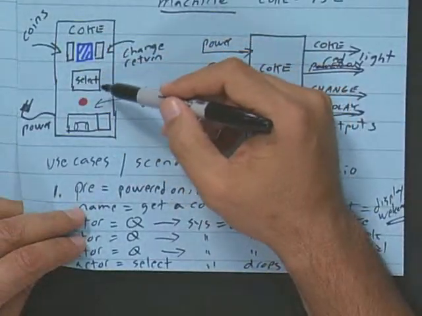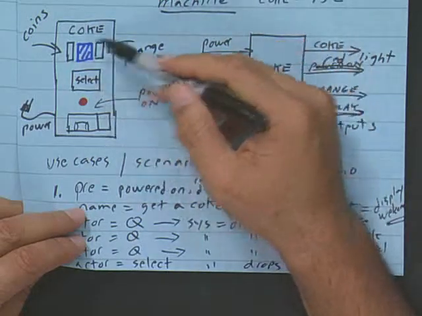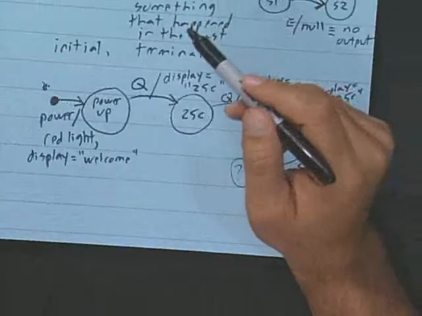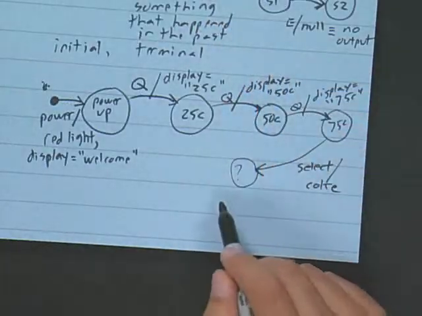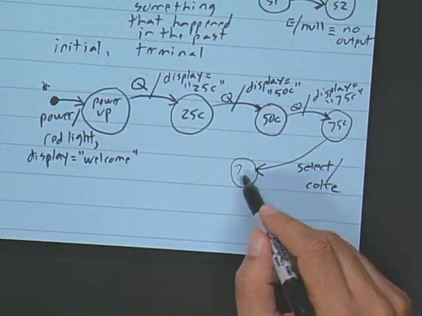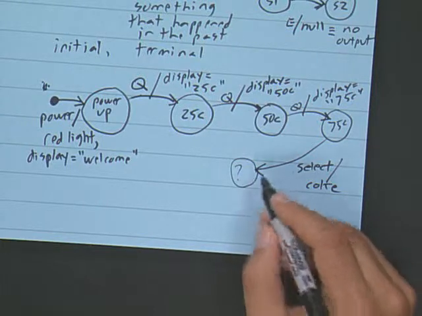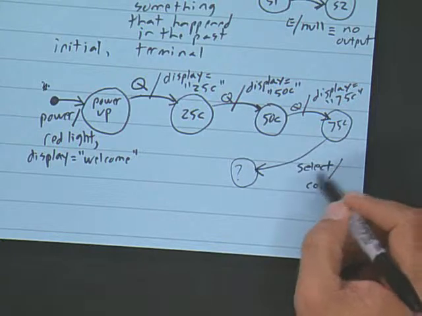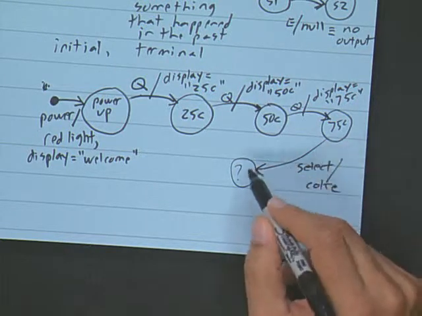I get my Coke, get my select, get my Coke, walk away. The next guy comes up. It's waiting to do the same exact thing, right? So how do I represent that here? Well, rather than go to a new state, I don't have to remember that someone else got a Coke. I just have to get the guy his Coke and then start all over again.